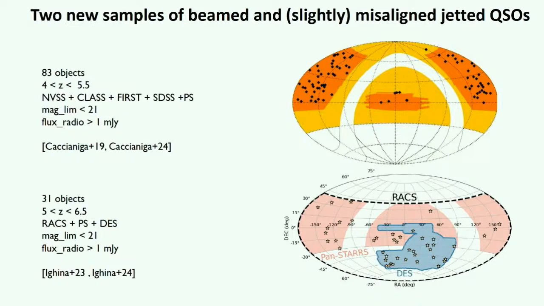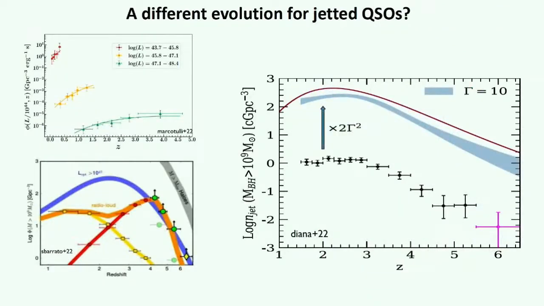So what do we find? We find results that are a little bit different from the one I presented before. For example, here is the density evolution we found from our sample compared to the one I showed you before. So basically, using the same argument, starting from the blazar density evolution, we find that the evolution of the jetted population is not significantly different from the one of the general population, which is shown here in red.